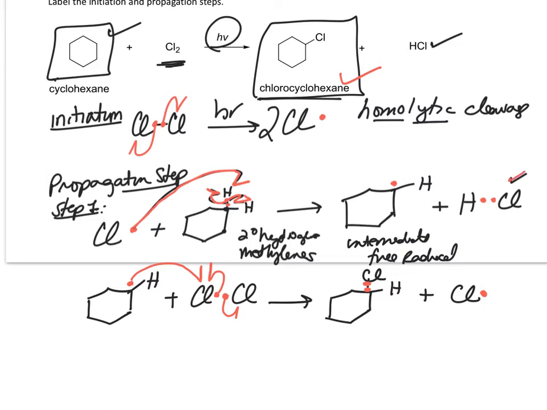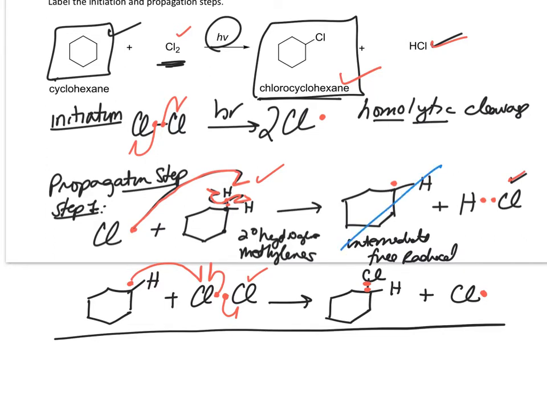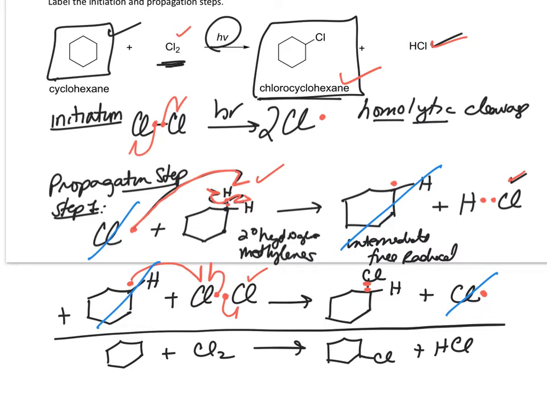We've got our HCl here. We have our fluorine here, and we have our cyclohexane. So if you add this all up, you'll see that the intermediates cancel out. So they're on both sides of the equation. The chlorine radicals cancel out as well, and you're left with cyclohexane plus chlorine. If you add these all up, your product here plus HCl. And that is how you do the reaction mechanism.